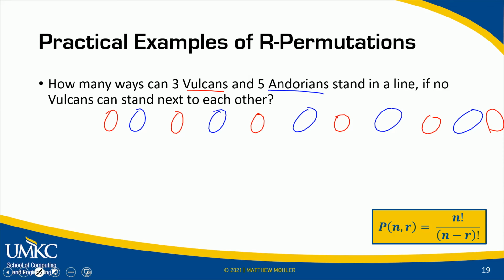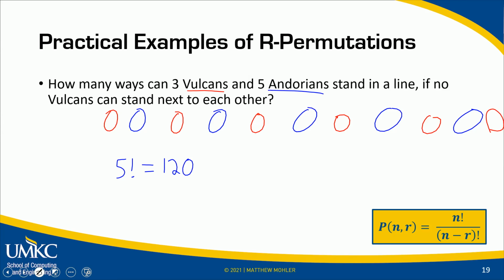So the easiest way to look at this is, again, 2 different permutations. Now, the first permutation is pretty easy. 5 Andorians can stand wherever they want, so that is actually just a standard permutation. That is not an R permutation. So this is going to be 5 factorial for the number of ways that the Andorians can stand in a line. And 5 factorial, we determined earlier, is 120. Again, that's just 5 times 4 times 3 times 2 times 1.